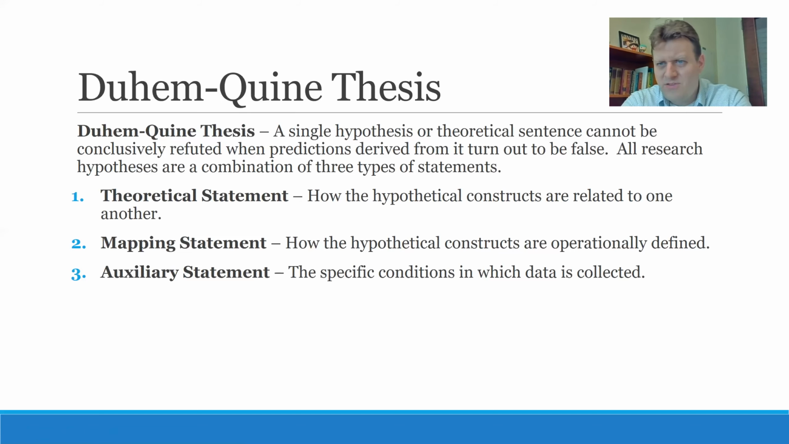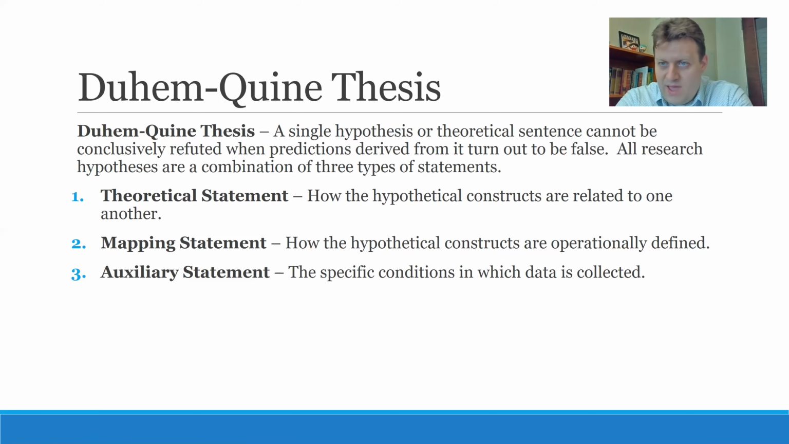So whenever we conduct an experiment in psychology, the results are a combination of these three different types of statements. And if our study works out or if it doesn't work out, we don't know which of these statements is off, which one is problematic. Is it truly the case that frustration does not lead to aggression? Maybe that's the case, but maybe our operational definitions are poor. We don't know which category of statements turned out to be false when we are conducting our experiment.